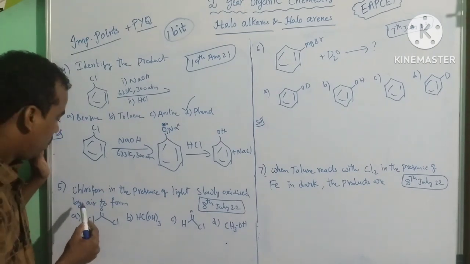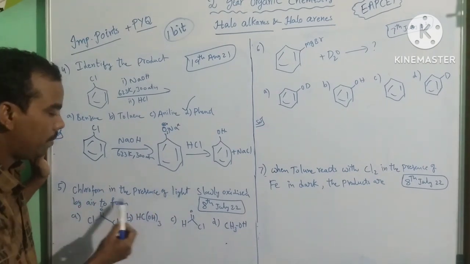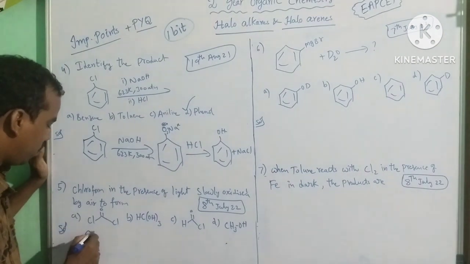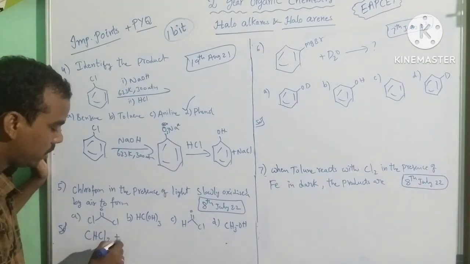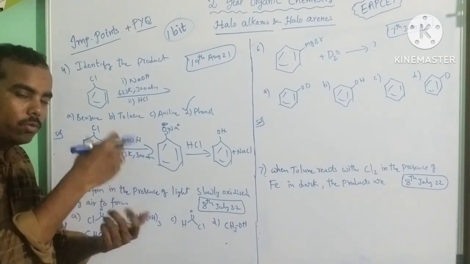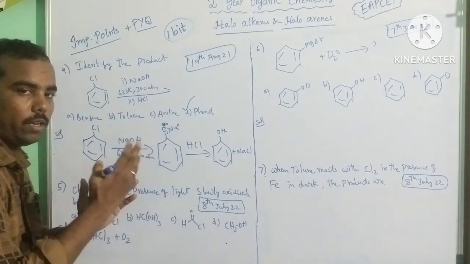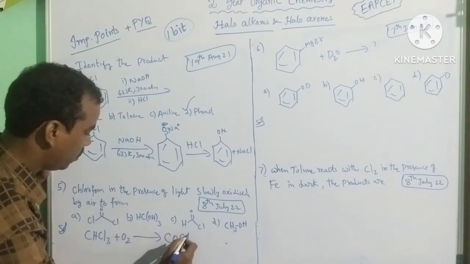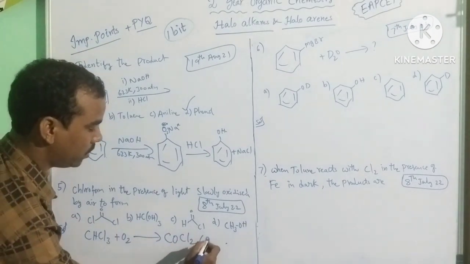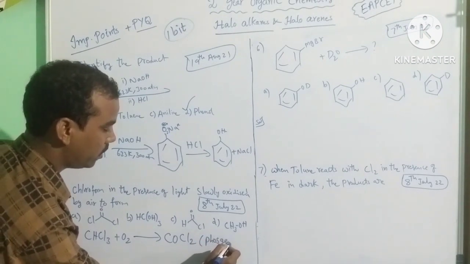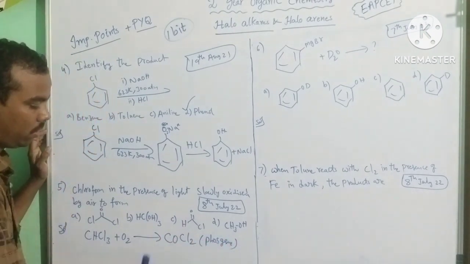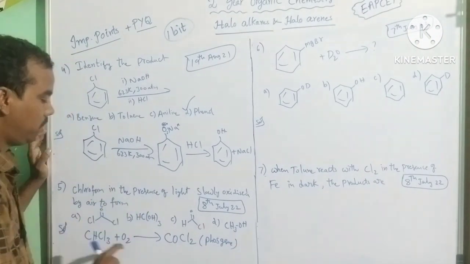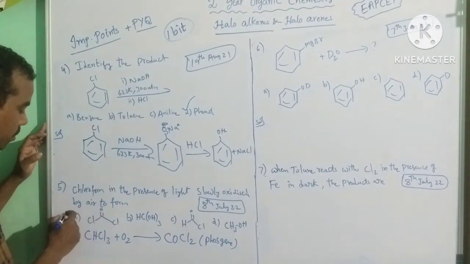So next question. Chloroform in the presence of light is slowly oxidized by air when it reacts with oxygen. When a chloroform bottle is open, chloroform, a liquid, reacts with air and forms phosgene, COCl2. It is called phosgene. Phosgene is poisonous. COCl2 is carbonyl chloride, and it is highly poisonous in nature. So the option is A.